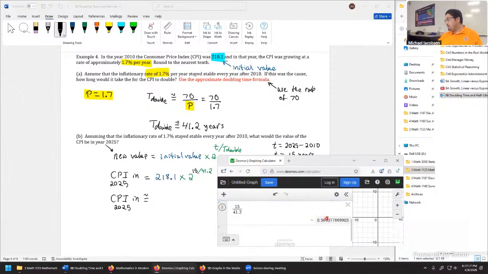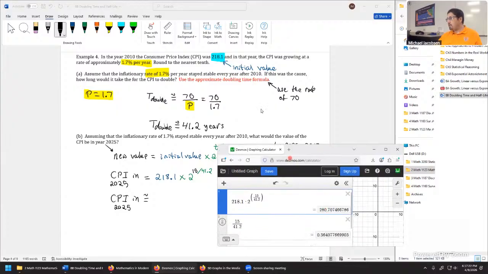gives us that amount. The new CPI is estimated to be, let's see, we're rounding to nearest tenth again, so 280.7.